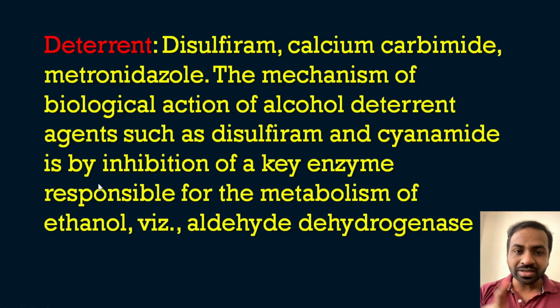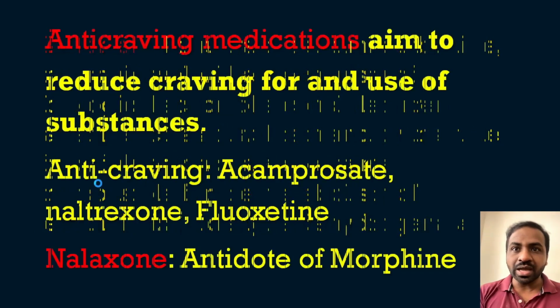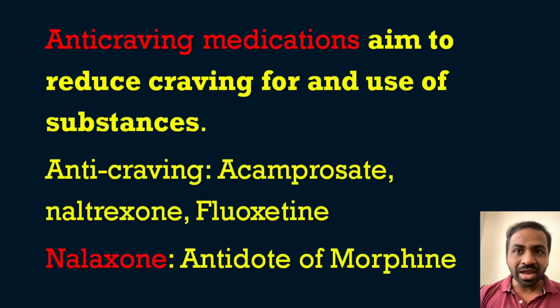Now we have to understand another term, that is anti-craving. As the name indicates, anti-craving aims to reduce the craving for and use of the substances. So the craving will be reduced with the use of anti-craving medicines, and examples are acamprosate, which is a very good drug for alcohol addiction. Then naltrexone, which is also a drug for alcohol addiction as well as for tobacco dependence. Then fluoxetine. Okay, so these are examples of anti-craving drugs.